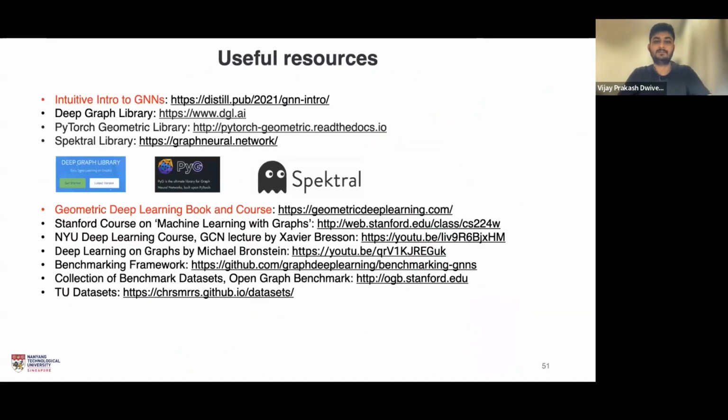So yeah, this is the final slide. I'll share this slide later, and it has very useful resources from which you can actually start. I think it's a comprehensive list of different code libraries, tutorials, courses, and some of the datasets that you could use to get hands-on with graph neural networks.